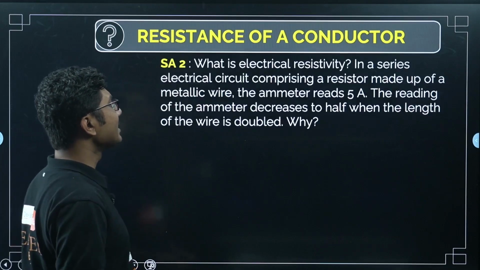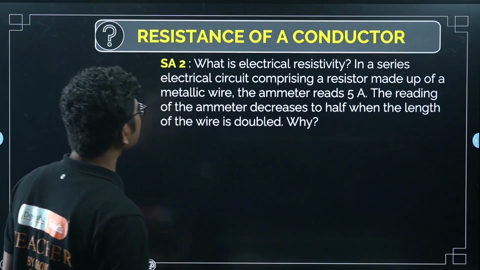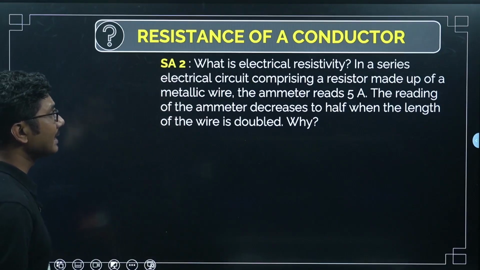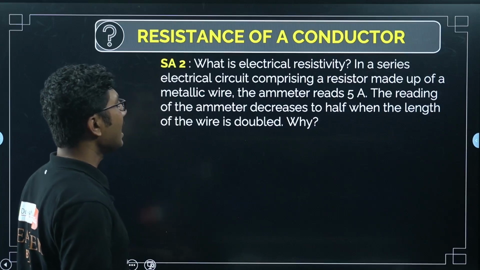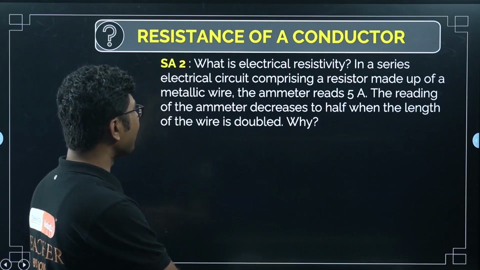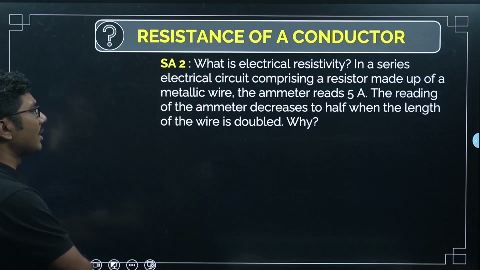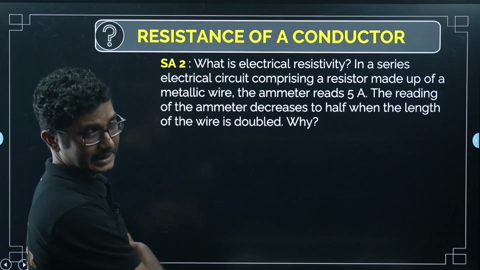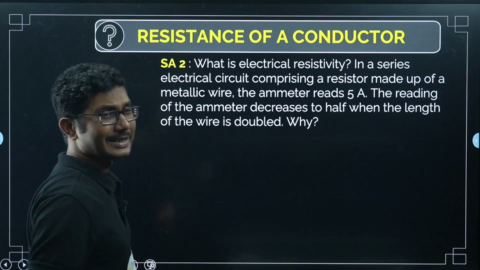What is the electrical resistivity in a series electrical circuit comprising a resistor made up of a metallic wire? The ammeter reads 5 ampere. The reading of the ammeter decreases to half when the length of the wire is doubled. Why? So first of all, what is electrical resistivity?